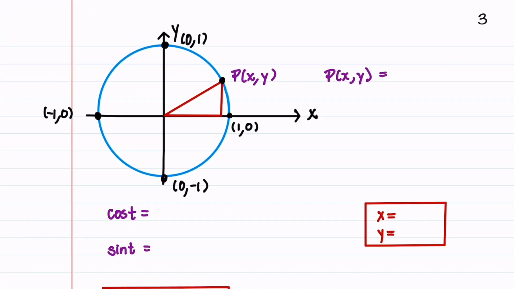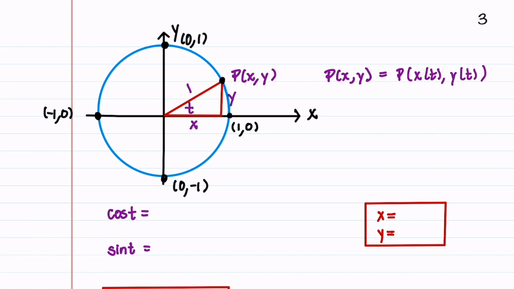We can now find trigonometric functions of a real number t. P of x y is a point on the unit circle and can be written as P of x of t, comma y of t, and we'll define t to be our angle, which we had defined earlier to be theta. We'll define x as our adjacent side and y as our opposite side, and our hypotenuse is equal to 1 because we have a unit circle.